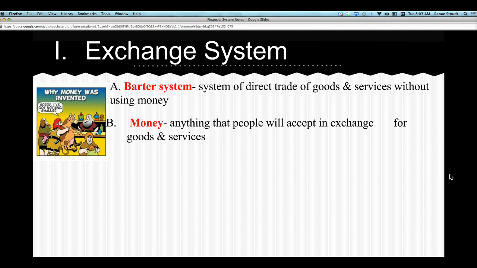Okay, so money is anything that people will accept in exchange for goods and services. So when I say anything, I do mean anything. There have been lots of different things that have been used as money, not just paper items. Seeds, beads, and obviously gold have been used as money. Even something like cocoa beans has been used as money. Tobacco has been used as money.